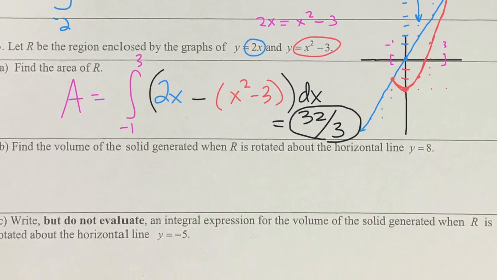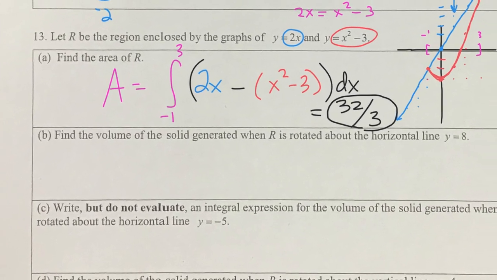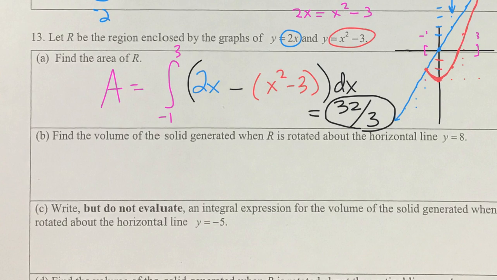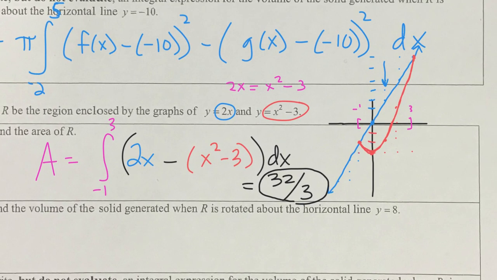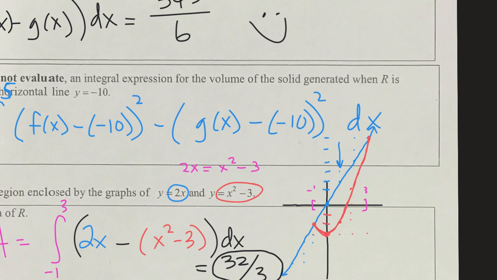That's what we found. Okay, part B, find the volume of the solid generated when R is rotated about the line y equals 8. Okay, so we have some horizontal line y equals 8 up here. So we want to have two radii, so our intervals are the same, but your first radius comes from the equation that is farther away from your axis of rotation. Okay, so this is your first radius.